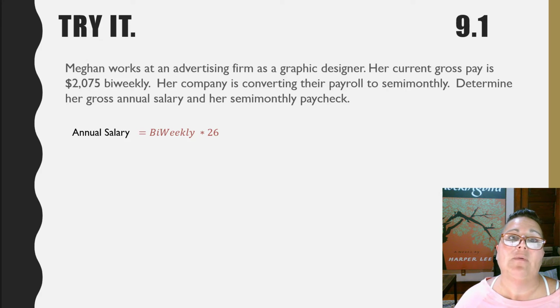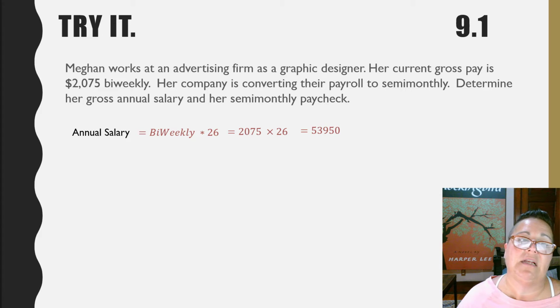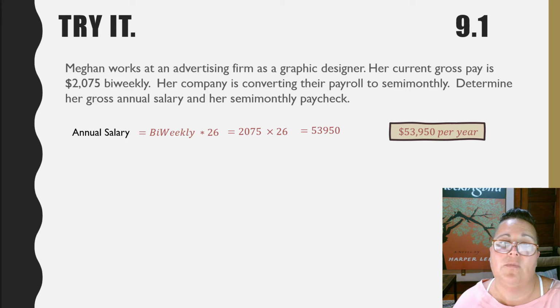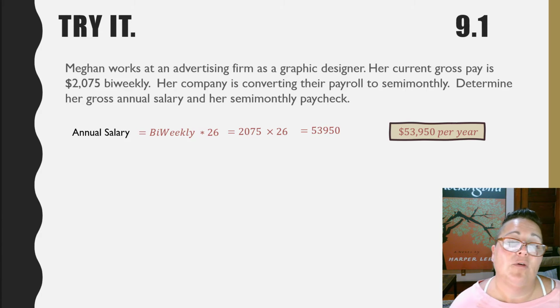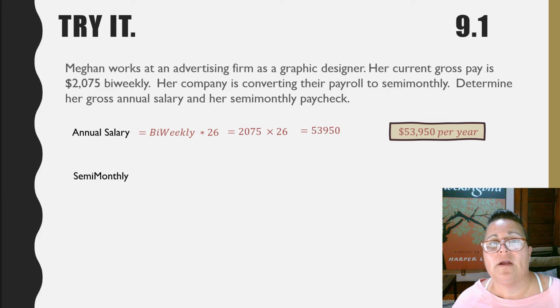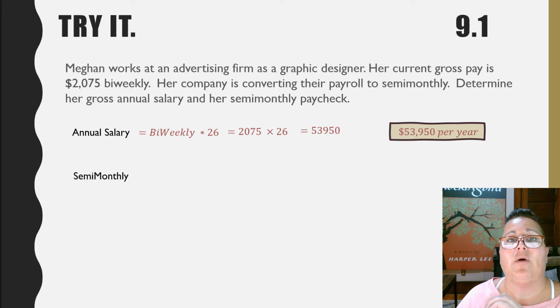So we're going to take her bi-weekly amount, which is $2,075, and multiply that by 26. That gives us $53,950 as her annual gross salary. So her gross annual pay is $53,950. If her boss or business decides to switch to semi-monthly, that means she's not going to be getting 26 paychecks anymore. She's actually going to be getting 24. But they still have to pay her the same annual amount. They can't just cut 2 checks out of her life and have them go unaccounted for.